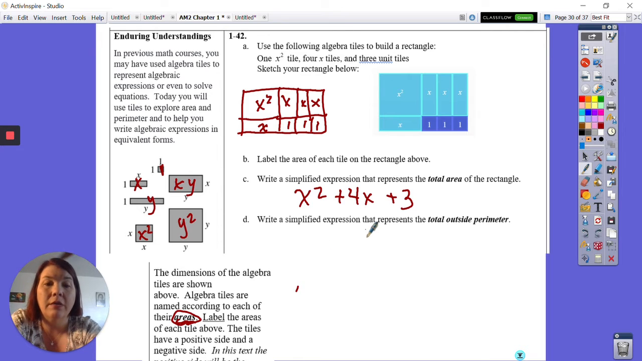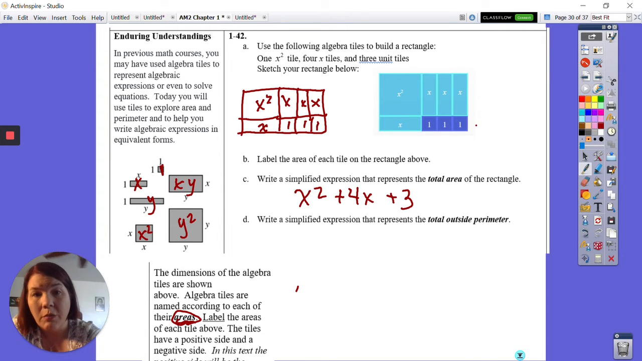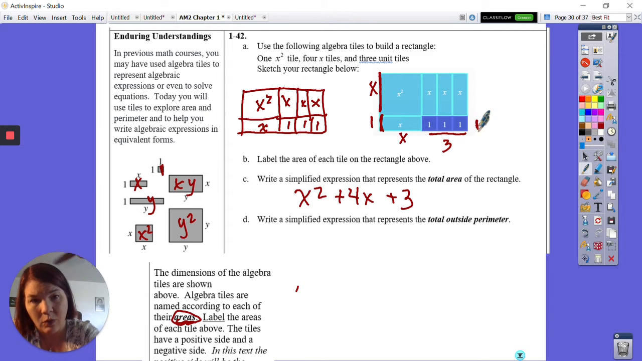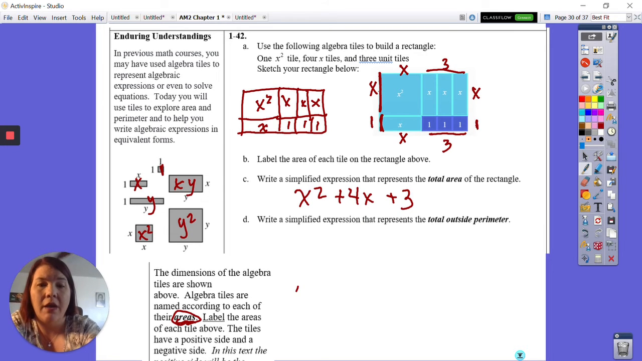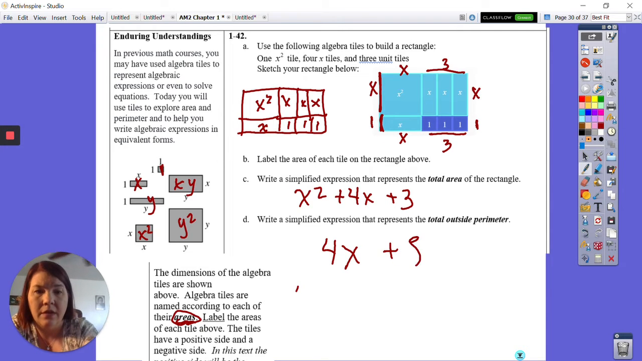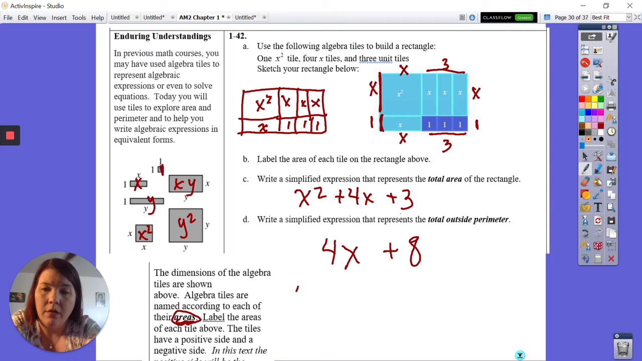Write a simplified expression that represents the perimeter. So remember, the edge of this is x, and the edge right here is 1, and this edge is x. I'm going to put those as 3. This is 1. This is x. This is 3. This is x. So I have 4 x's, 6, 7, 8. That's my perimeter. So keep in mind that difference in perimeter versus area. It's very important. And as long as they're rectangles, the perimeter is not hard. If the shapes are awkward, the perimeter can be painful.